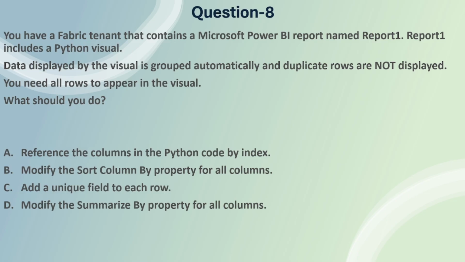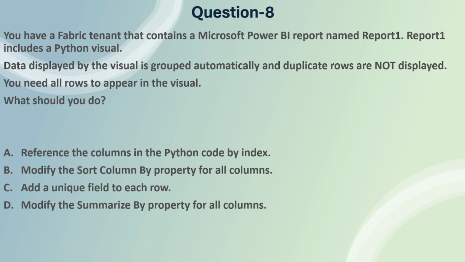Now let's move toward question 8. You have a Fabric tenant that contains a Microsoft Power BI report named report 1, and report 1 includes a Python visual. Data displayed by the visual is grouped automatically and duplicate rows are not displayed. You need all the rows to appear in the visual. What should you do? There are 4 options.